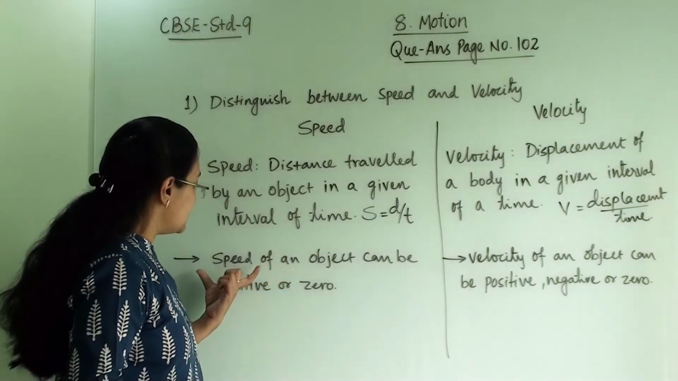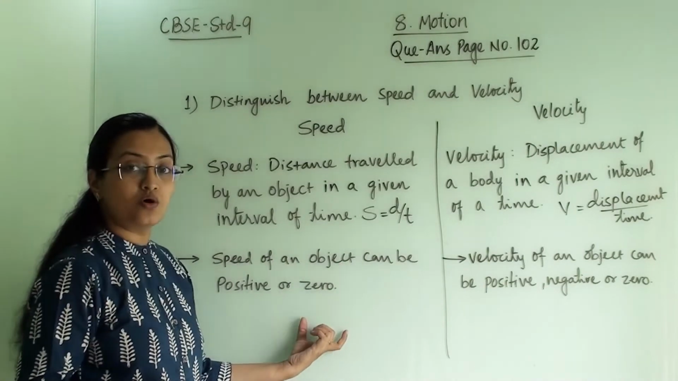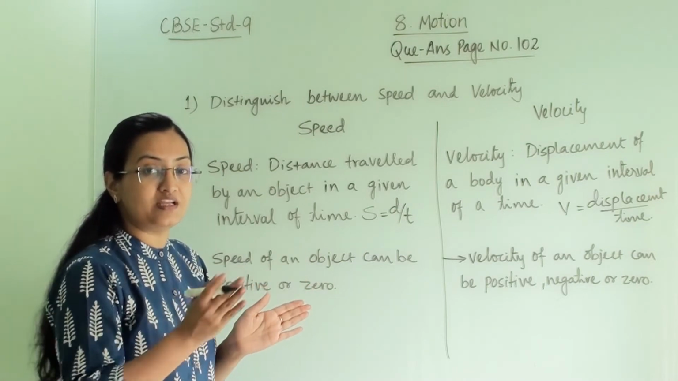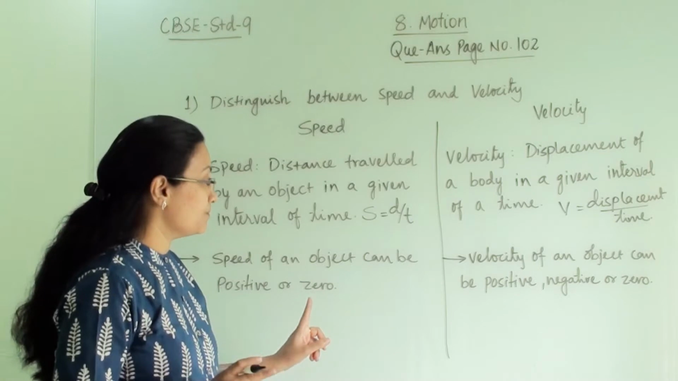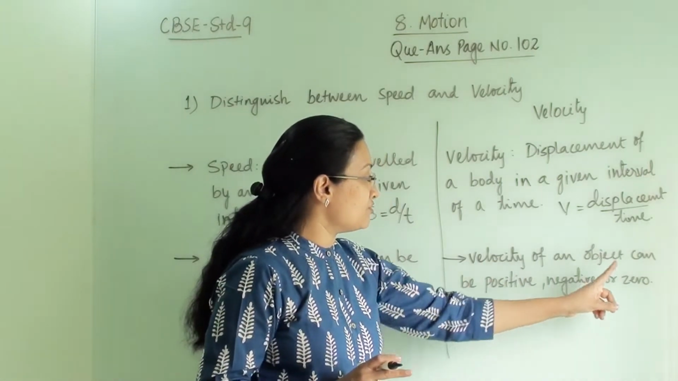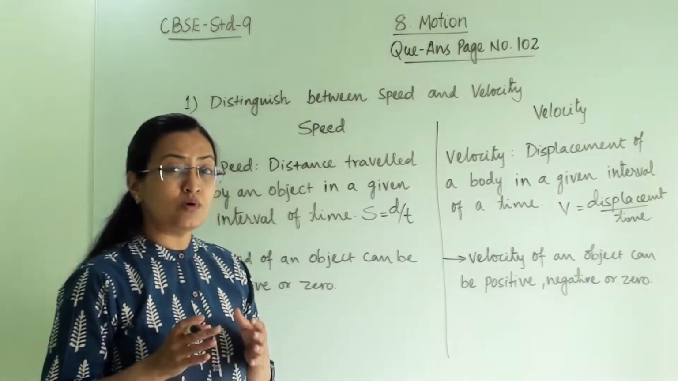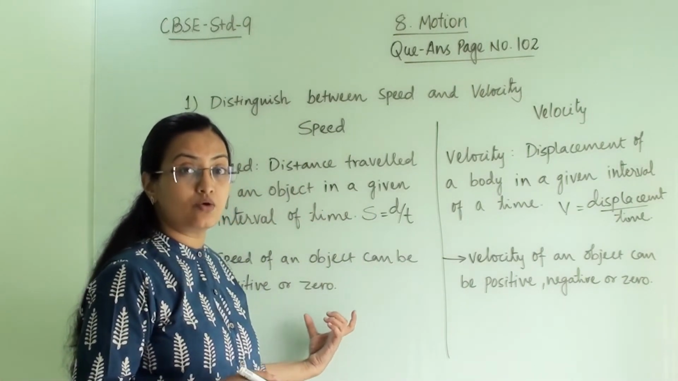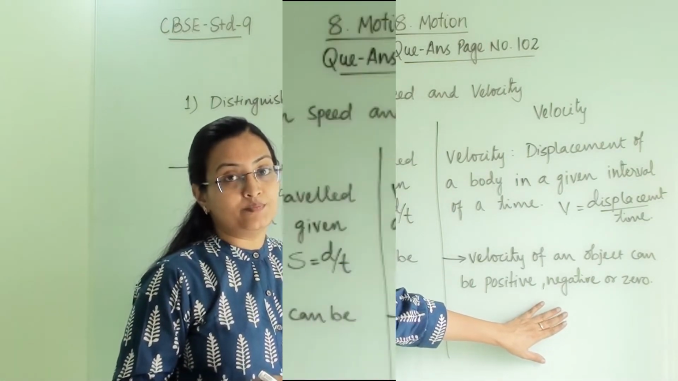Now the second point: the speed of an object can be positive or zero, either it is at a resting position or it is speeding or accelerating. But the velocity of an object can be positive, negative or zero. One more point we can write is that speed is a scalar quantity whereas velocity is a vector quantity.